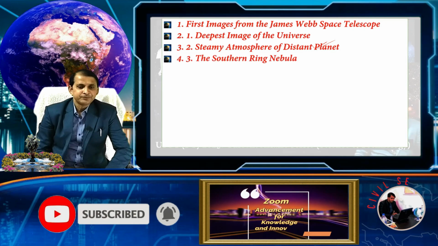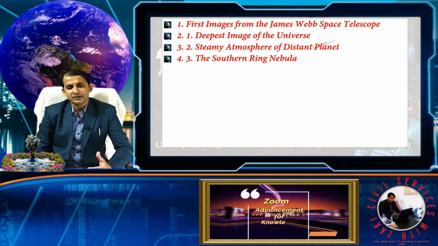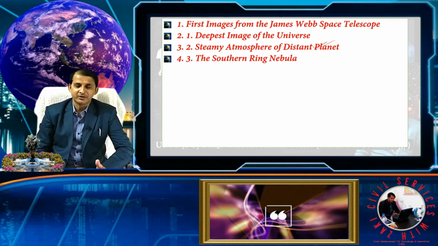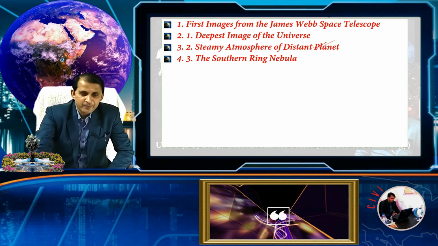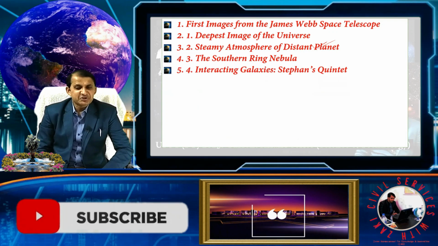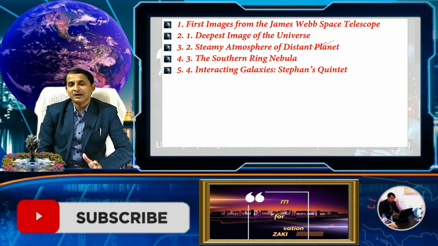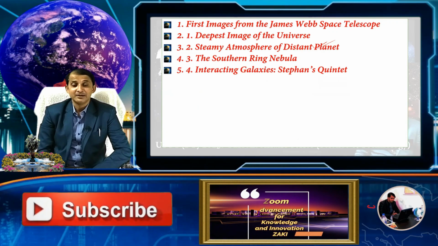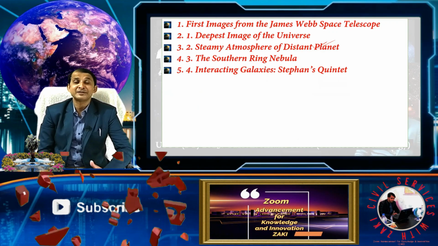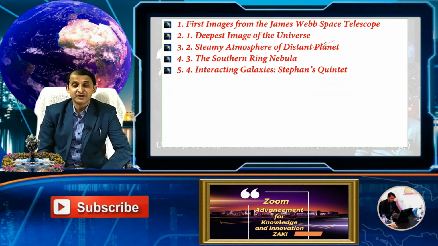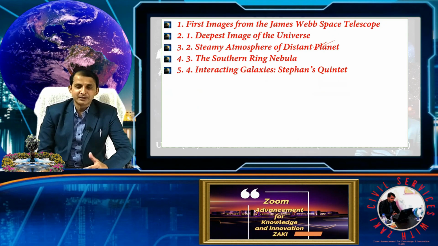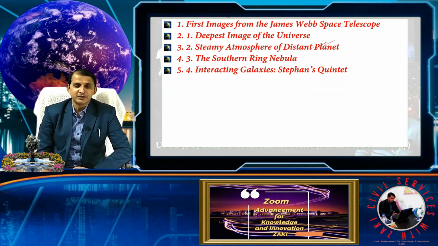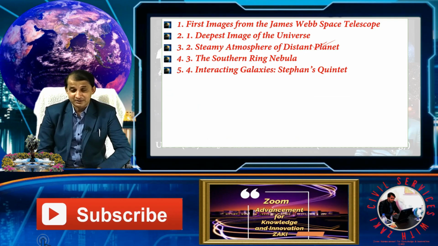Another is the Southern Ring Nebula. What is the Southern Ring Nebula? We also discuss it. Another is interacting galaxies. What are these five interacting galaxies? They are commonly known as Stephan's Quintet, and we discuss Stephan's Quintet too. It is one of the most significant figures.